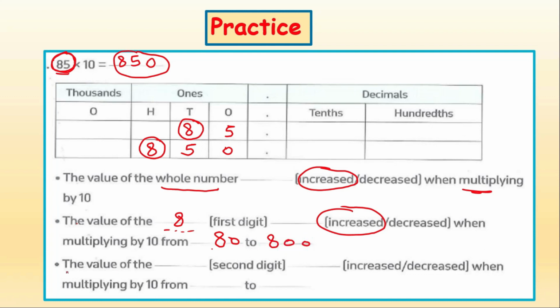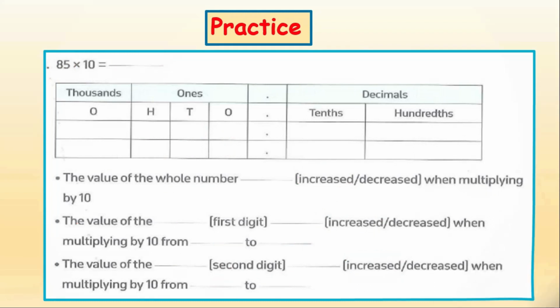Okay, the next one, the value of the second digit. Who is the second digit? It's 5 of course, in 85, so the second digit is 5. So the digit 5, increased or decreased? Of course we agreed multiplying always increases. When multiplying by 10, from what? It was in the ones, meaning it was 5, to increase to be 50. Okay, so it moves one step to the left.